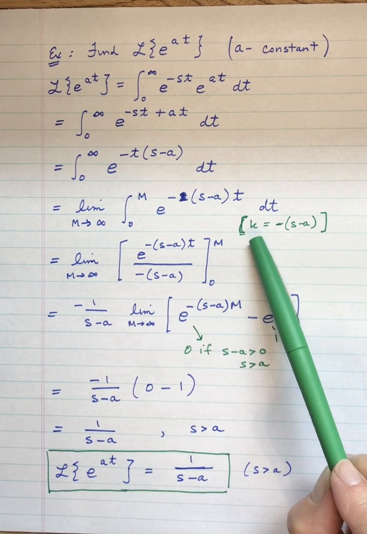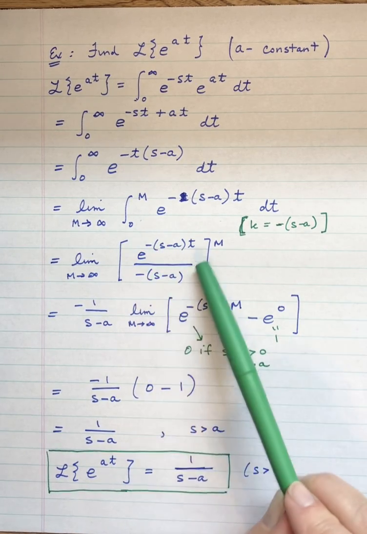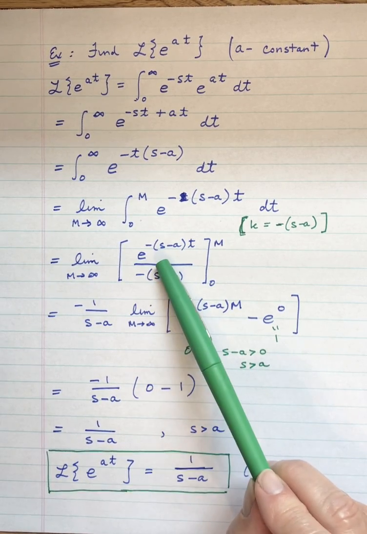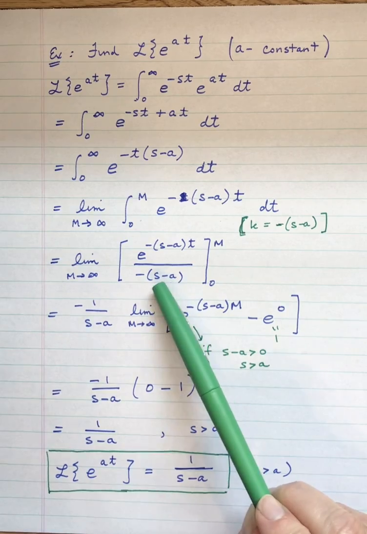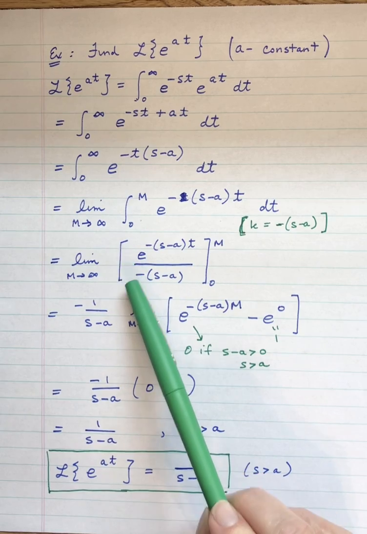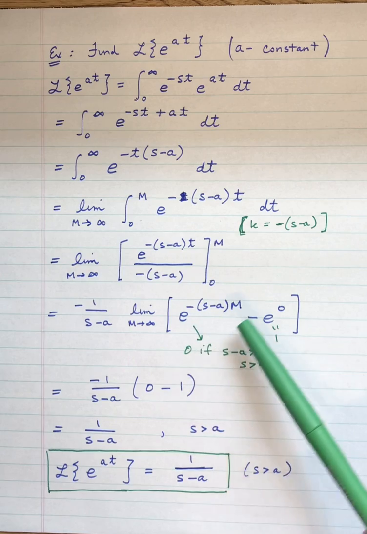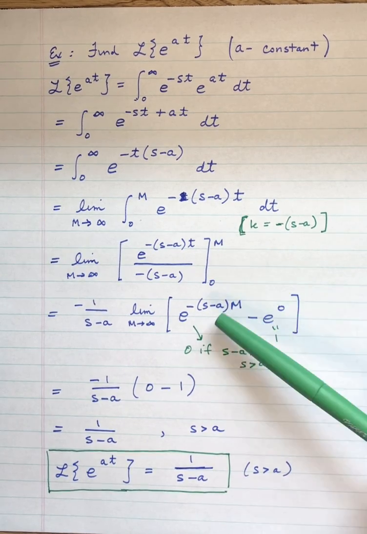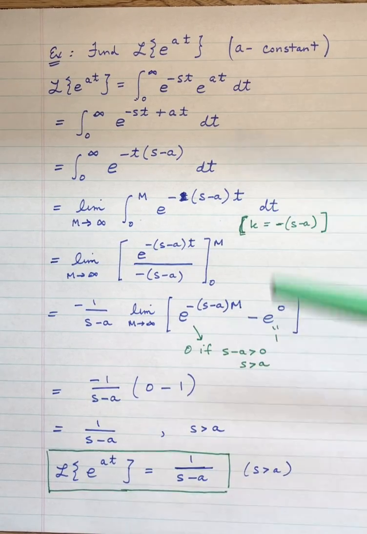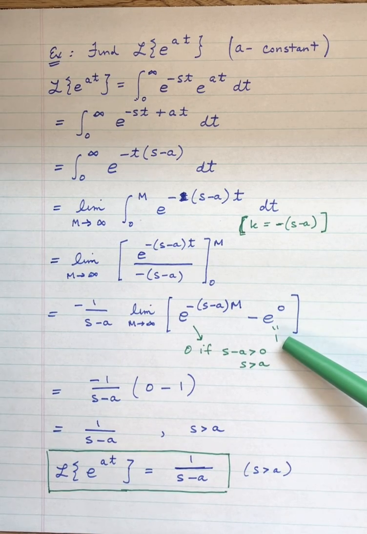Now the k in our antiderivative formula is minus s minus a. So we find the antiderivative is just e to the k divided by k. So here, e to the minus kt over minus k, just like we did before. Now, my favorite thing to do, factor out this 1 over minus s minus a, put it out in front. Then plug in your limits of integration. So we have an m here. We're plugging in for m because we're integrating with respect to t. So we have this expression, minus e to the 0. E to the 0 is still 1.